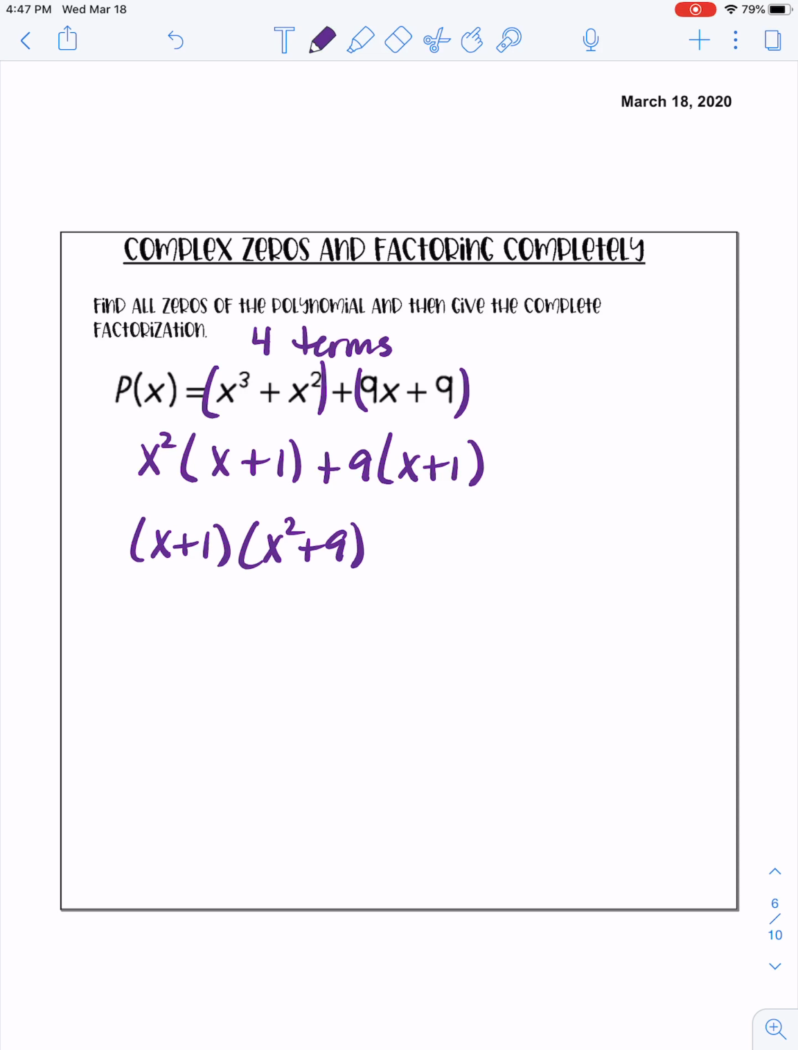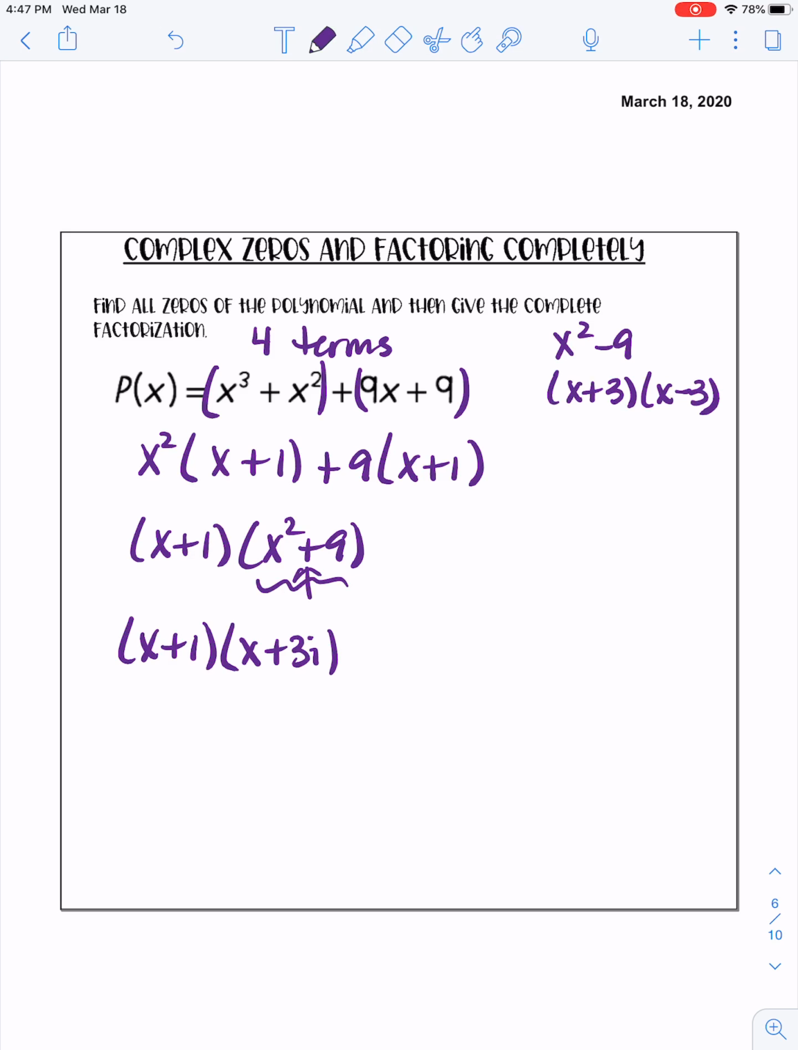So my question is, can I factor x squared plus 9? I know you're used to factoring x squared minus 9 into x plus 3 and x minus 3, but now I have a plus sign here, not a minus. When I have that situation, it tells me that it's going to be imaginary roots. So I can factor that into x plus 3i and x minus 3i.